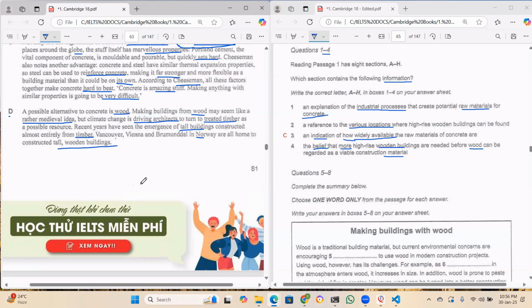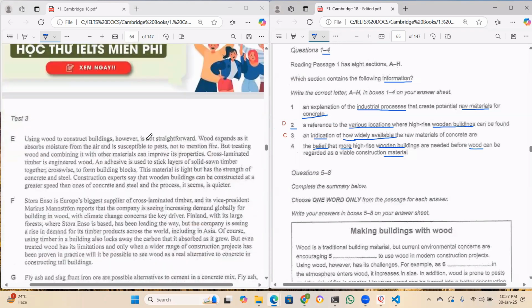Wow, nice. So we got our locations here, right? Vancouver, Vienna, and Brumunddal. Yes. So where did we have the locations question? Second one, a reference to the various locations where high-rise wooden buildings can be found, right? See, it says these three are all home to tall wooden buildings. Wow, exactly, it is matching, right? So these are the various locations. So D is exactly matching here. Very good. We got our answers. So second one, what is our answer, guys? Second one is D, right? So yes, good going. We are doing it well. Okay. Next, we have completed half the passage now.